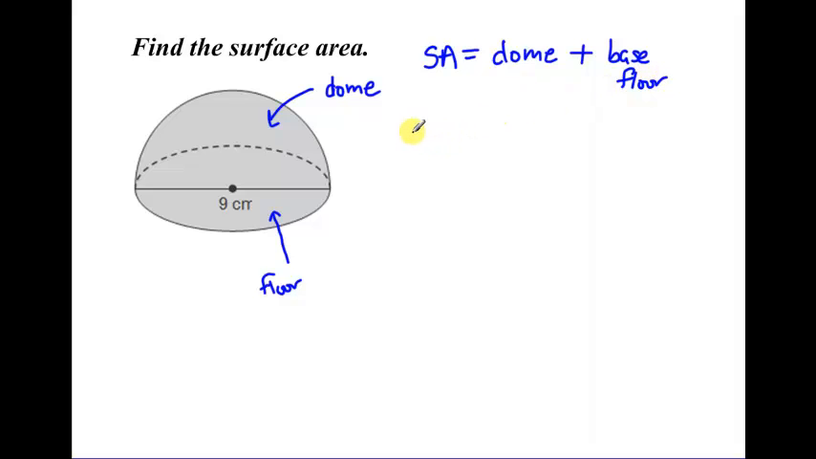Well, how would I figure out the dome? Let's start with that. The dome is going to be 1/2 of our total surface area of a sphere. So half of 4 pi r squared. In other words, that's just going to be 2 pi r squared. The floor, though, is going to be just a circle, so that's equal to pi r squared. Okay, so filling in what we know, on the dome we have 2 pi r squared, and the base floor is just pi r squared.